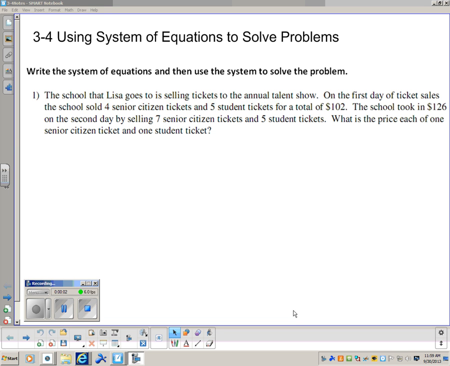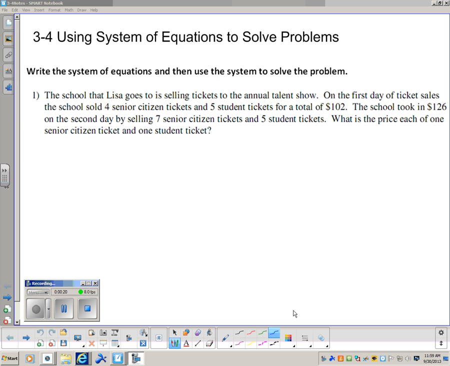So today we're going to use a system of equations to solve problems. So we've got to set up a system of equations. And this is actually kind of easy. Once you see how this is done, you're going to get these very quickly.